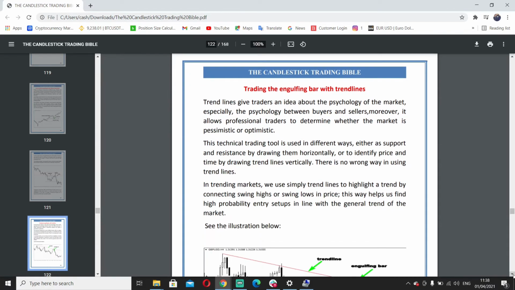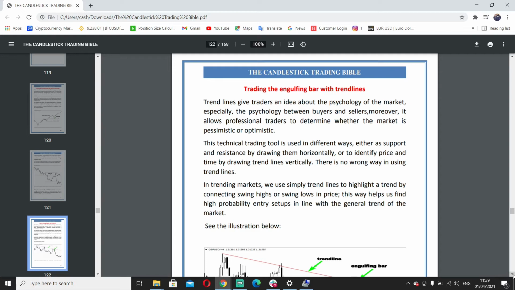Trend lines give traders an idea about the psychology of the market, especially the psychology between buyers and sellers. Moreover, it allows professional traders to determine whether the market is pessimistic or optimistic. This technical trading tool is used in different ways, either as support and resistance by drawing them horizontally, or to identify price and time by drawing trend lines vertically. There is no wrong way in using trend lines.